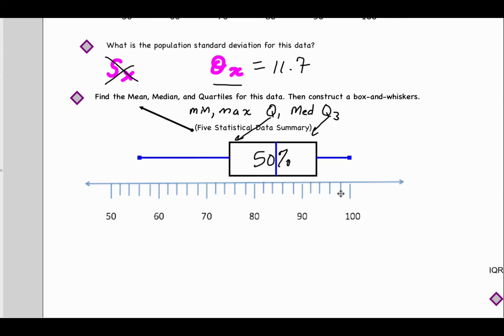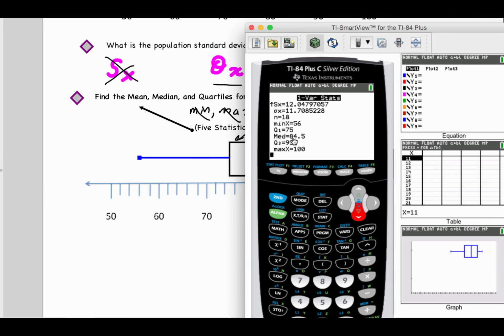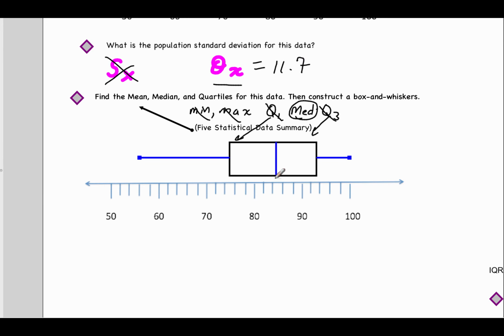The next thing I have to put in, so I've done my quartile 1, I've done my quartile 3, I go and put my minimum in. So I whisker out to my minimum of 56, and I whisker out to my maximum of 100. Finally, I put in my median. When I come back here, my median was 84.5. So I do my best to put my median line right in the middle. So then I know that this is the bottom 50% and this is the top 50%. So my box and whisker breaks it down into, shockingly, quartiles. So I can see where everything is.